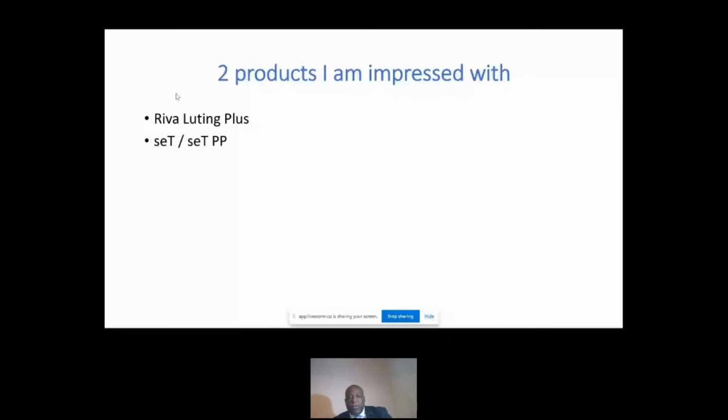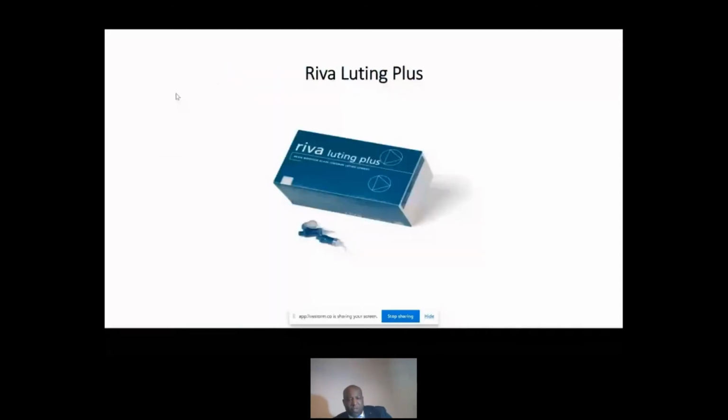So let's talk about Revoluting Plus. Are you using it? Do you know about it? Now, this has been on the market for a while. And what are some of the benefits of Revoluting Plus, which is a resin modified glass ionomer? We said that it has additional benefits to a conventional glass ionomer cement. SDI produces a conventional glass ionomer called Revoluting. So what's the plus bit? Why should we be interested in this?